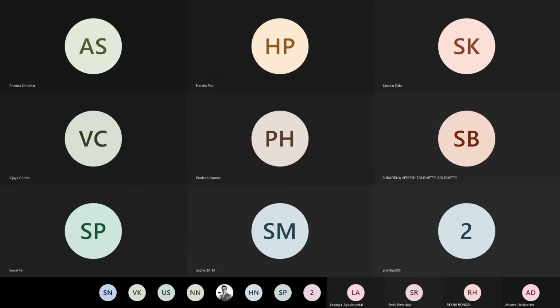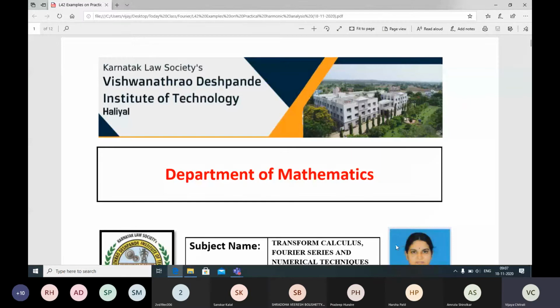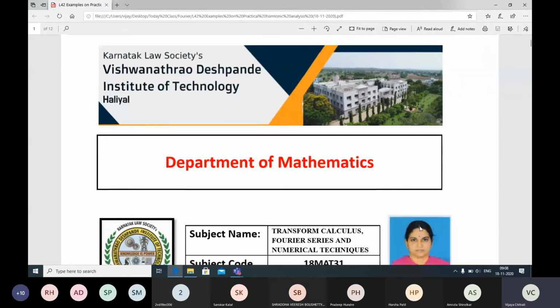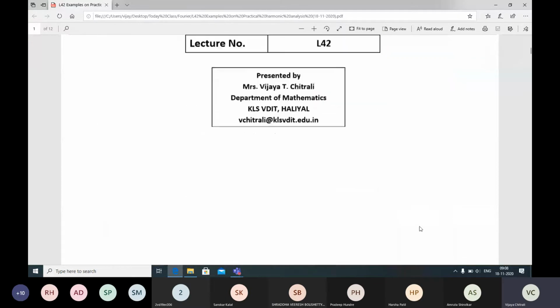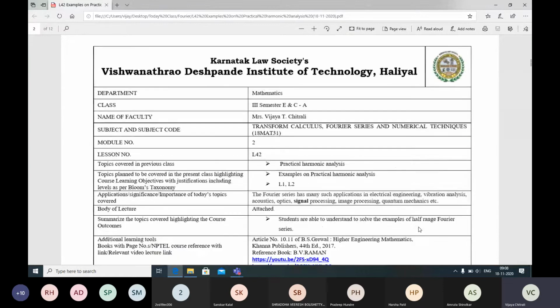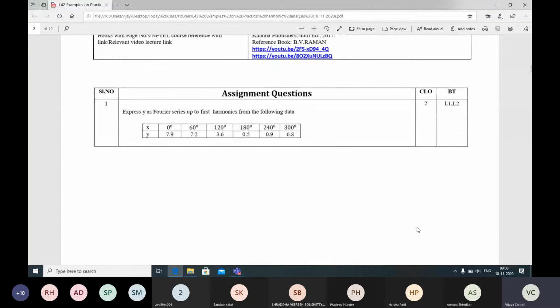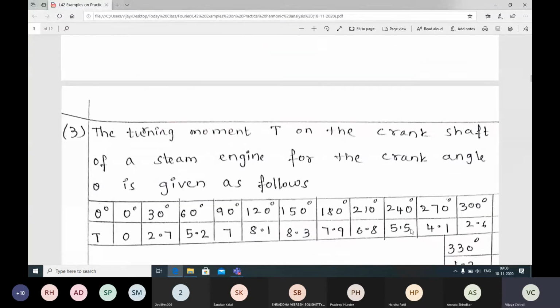We have discussed practical harmonic analysis. Practical harmonic analysis we discussed in the previous class, with examples, and today also we'll discuss a few more examples on practical harmonic analysis.